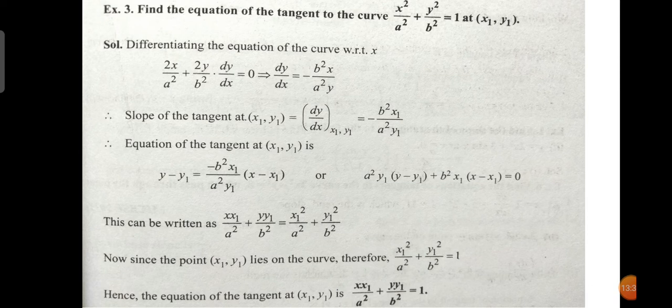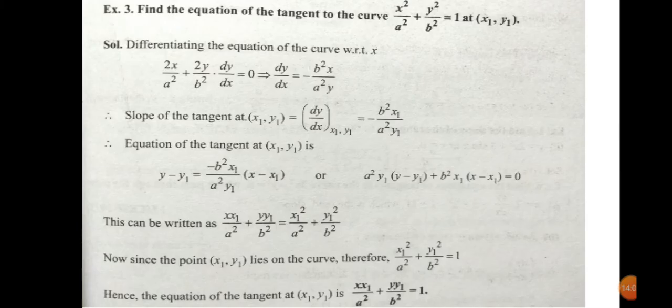And then, by the question, we have been given that x1 square by a square plus y1 square by b square is 1. So the right side becomes 1. So the equation of the tangent is x1 by a square plus y1 by b square is equal to 1. Substituting that, you will get the required equation for the tangent at x1, y1. Similarly, you have to do problems like this. Okay, you can solve any problems.